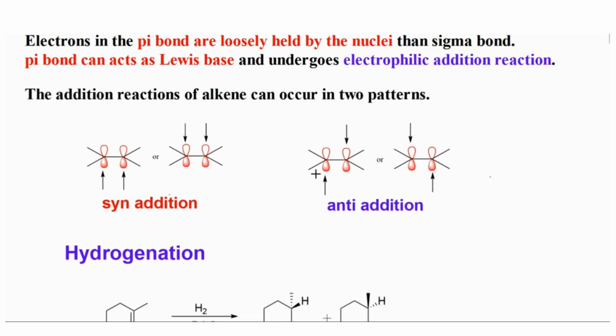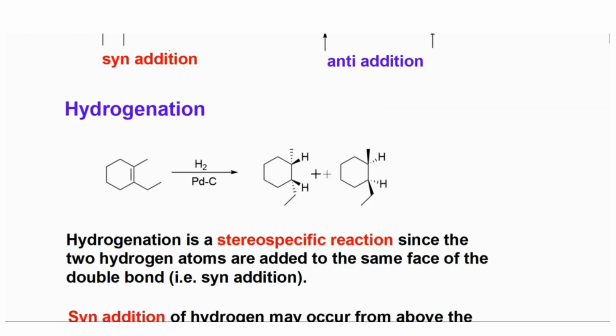So far we have seen the general method of how alkene compounds undergo addition reaction, either syn addition or anti-addition. Now we are going to see specifically what types of addition reactions can occur in alkene compounds. The first reaction is hydrogenation. Hydrogenation means adding hydrogen, and it occurs in the presence of a catalyst, either palladium on carbon, Raney nickel, platinum, or other transition metals.